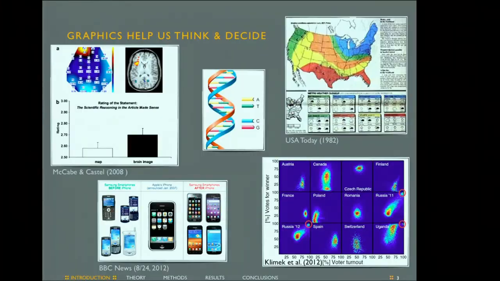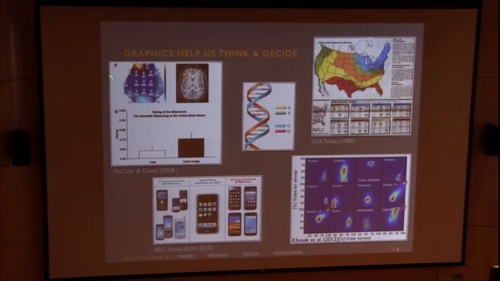And you will see that in this particular case, people rated the scientific reasoning in the paper, the text, to be in some ways more believable, more scientific, more accurate, just when using a brain scan rather than a density surface.